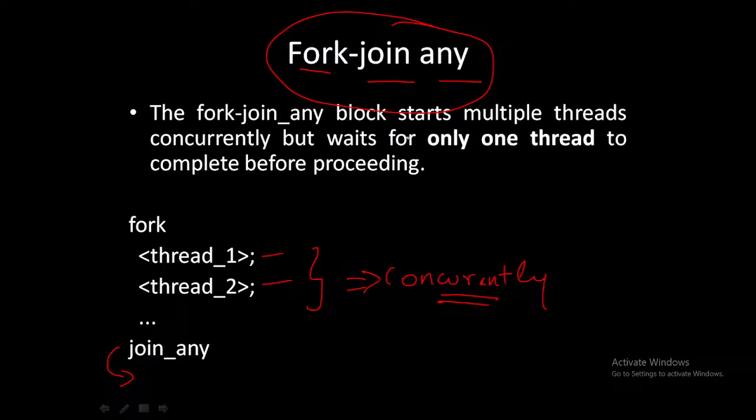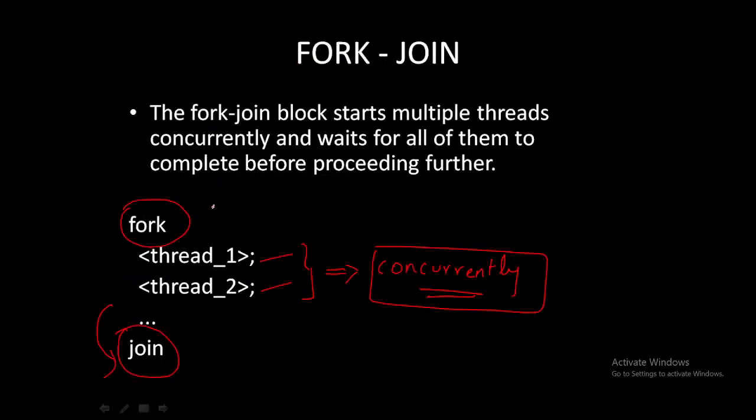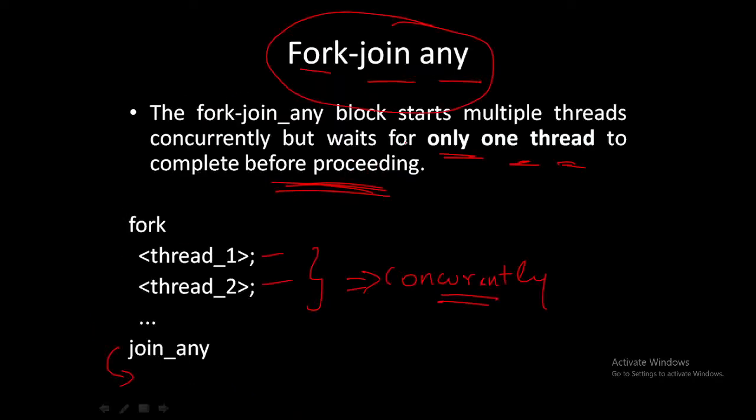The fork join any block starts multiple threads concurrently but waits for only one thread. Here, fork join any waits for only one thread to complete before proceeding, whereas in the case of fork join, there are two threads, so the fork join block will wait for the completion of execution of these two threads. In the case of fork join any, it will only wait for one thread to complete the execution. After the completion of that execution, the compiler will get out of this particular block.